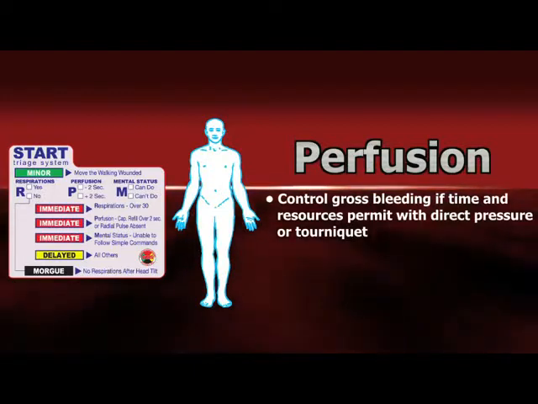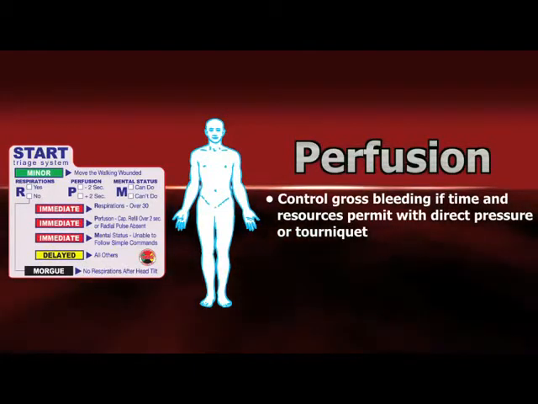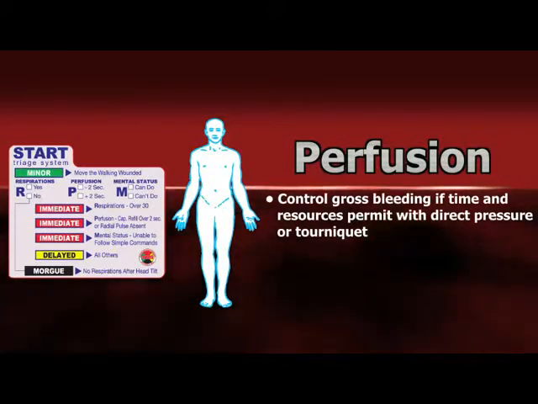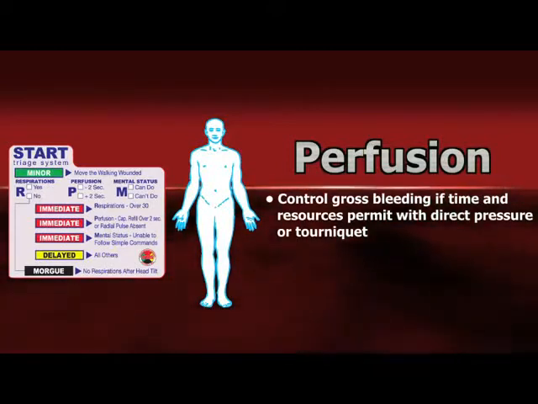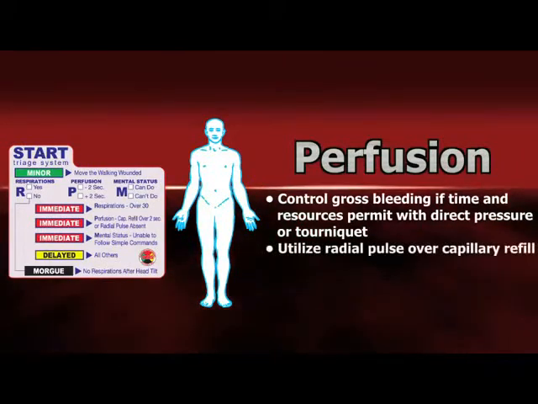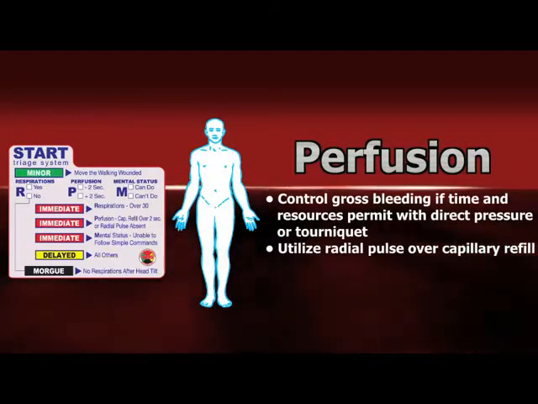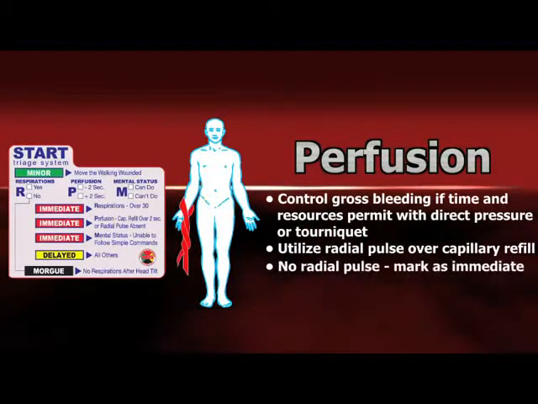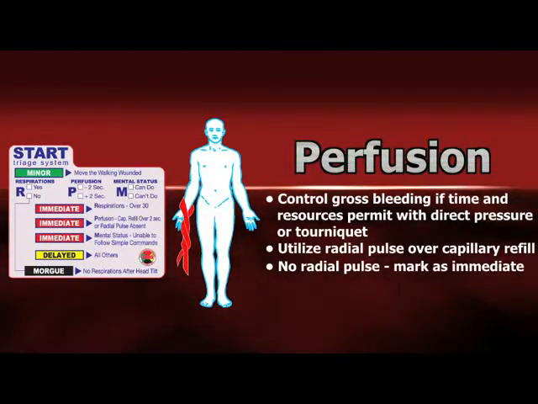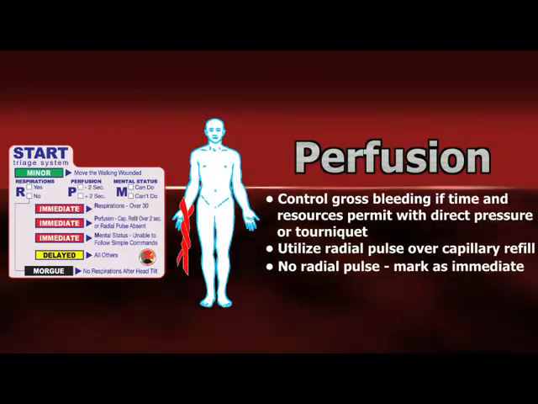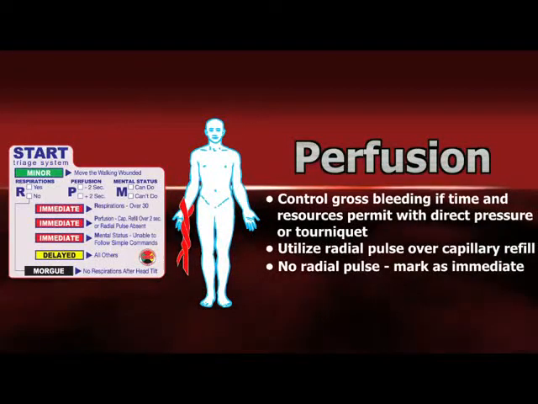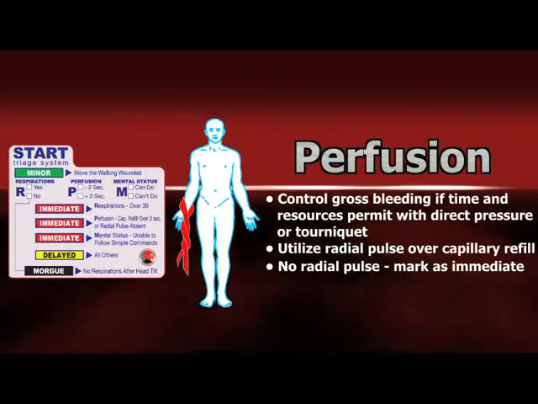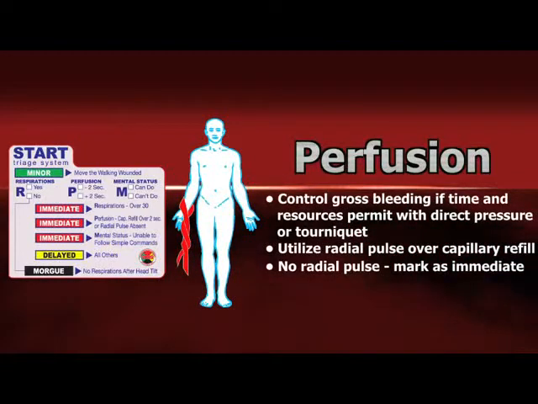Gross bleeding that can be quickly controlled with direct pressure should be immediately addressed. A bystander can assist in maintaining pressure until more first responders are available in the triage area to properly address the injury. The presence of a radial pulse is the most accurate rapid perfusion evaluation tool. While some publications advocate the assessment of the patient's capillary refill, this is not as accurate as a peripheral pulse check. Patients without a radial pulse should be marked immediate or red, then move on to the next patient. If the patient has a radial pulse, the triage team member should next evaluate the patient's mental status.